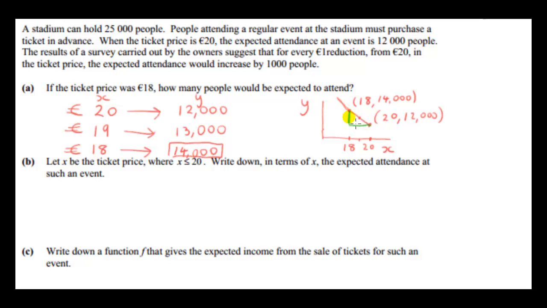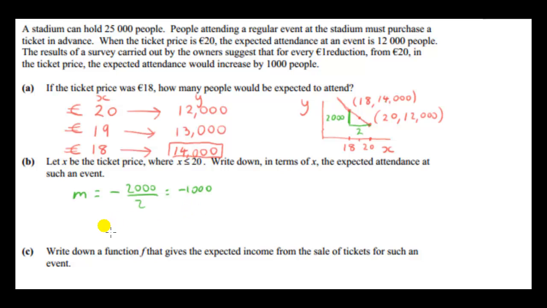Well, this distance here is the difference between the y values, 14,000 minus 12,000, that's 2,000. And the horizontal distance between the points is 20 minus 18, which is 2. So the slope m is minus 2,000 divided by 2. So we put rise over run, and we see that this line has a negative slope. It's sloping this way. So the slope is minus 1,000.